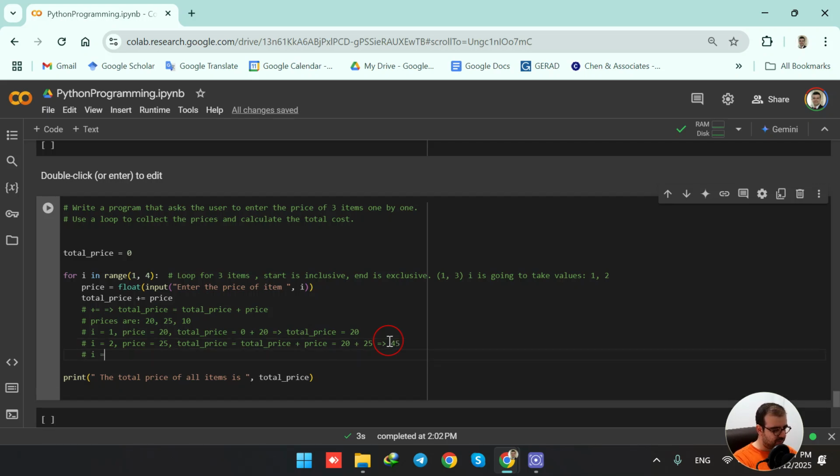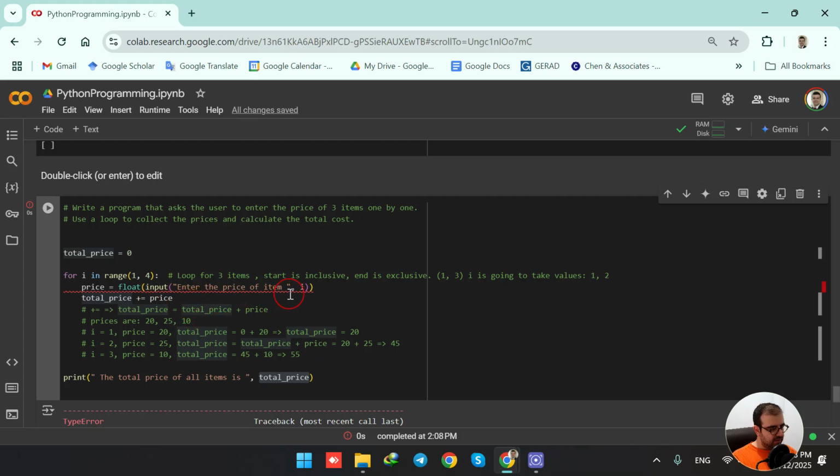And in the last iteration, when i equals 3, price equals 10, because we assume that the user enters 10. Total price is calculated as the previous total price, which is 45, plus the newly added price, which is 10. Therefore, the output will be 55. After doing the calculation, we print that the total price is 55.